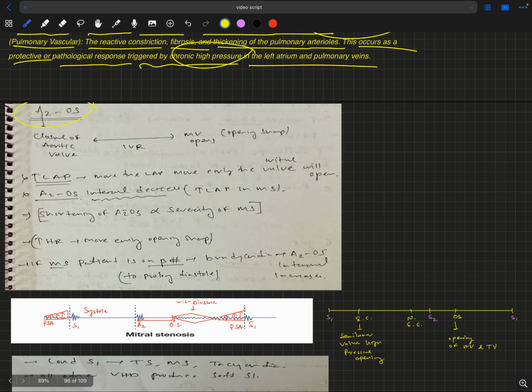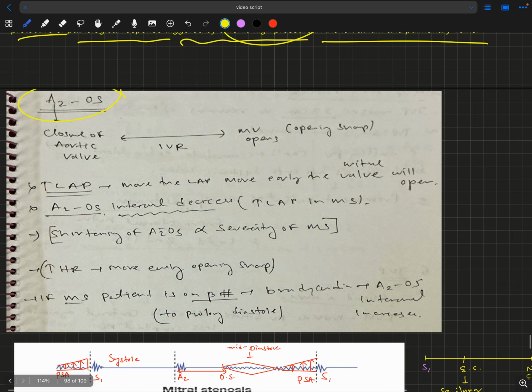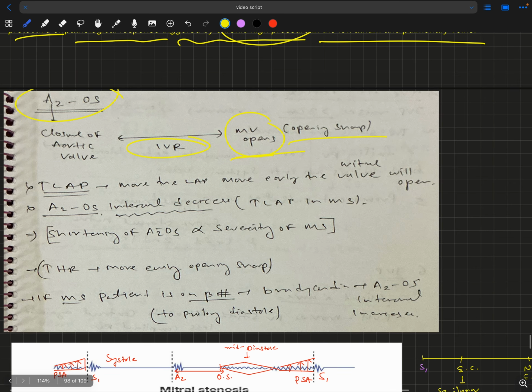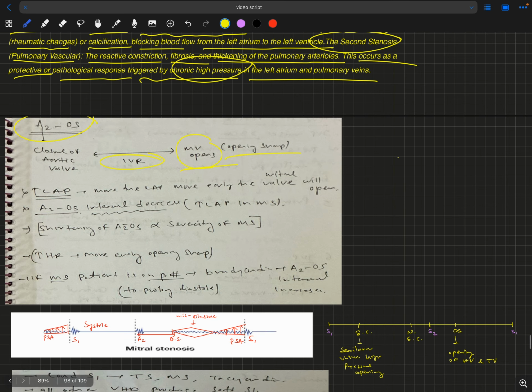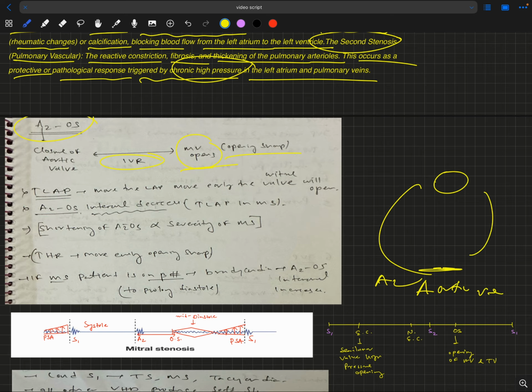What is the A2OS interval? A2 is closure of the aortic valve. OS is the opening snap. The opening snap is due to opening of the mitral valve. So in this phase we are seeing isovolumetric relaxation. During this phase, the closing of the aortic valve and the opening of the mitral valve, this interval is called the A2OS interval.